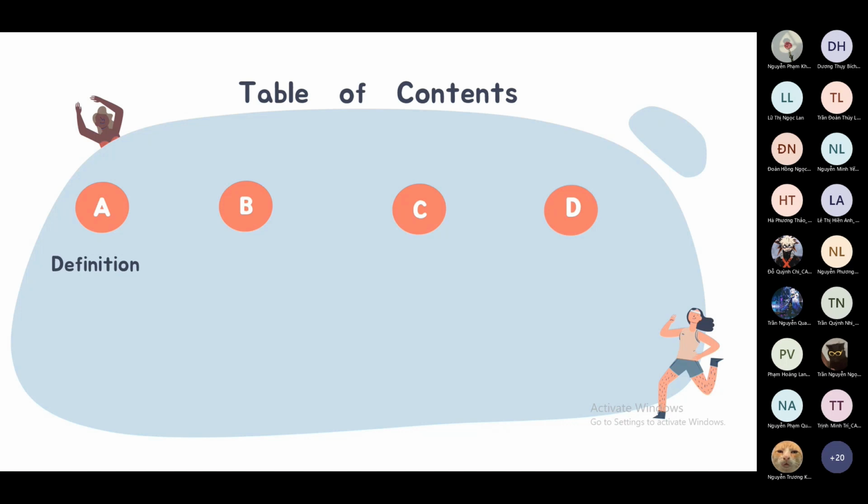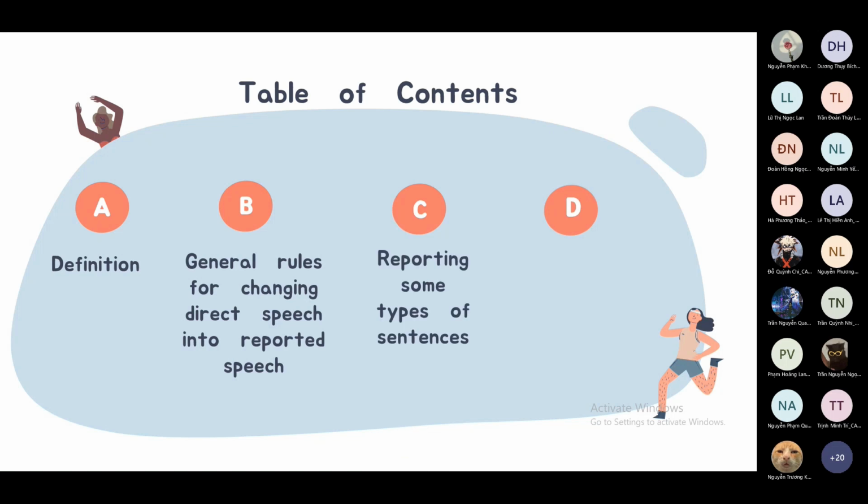So there are some points that we need to focus on today. First is the definition of direct speech and reported speech. Second is the general rules of changing direct speech into reported speech. Third is reporting some types of sentences. And the last section is unchanged cases relating to tenses.